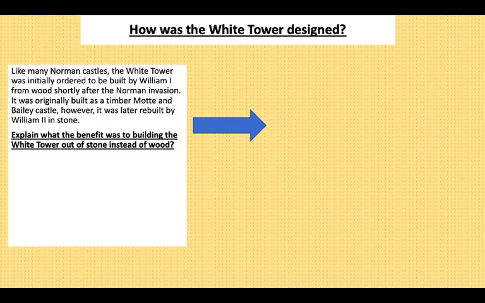So what I'd like you to do is to spend a couple of minutes, no more than 4 minutes, explaining what the benefit would be to building the White Tower out of stone instead of wood. So if you'd like to pause the video and have a go at answering that little question for me, please.